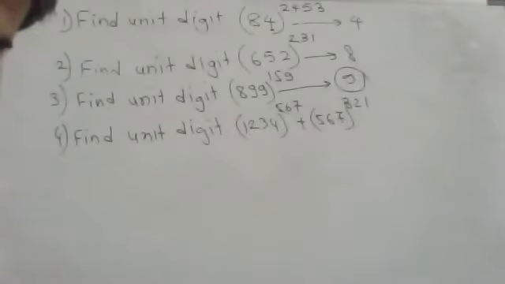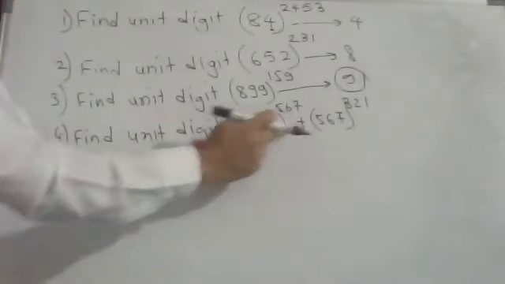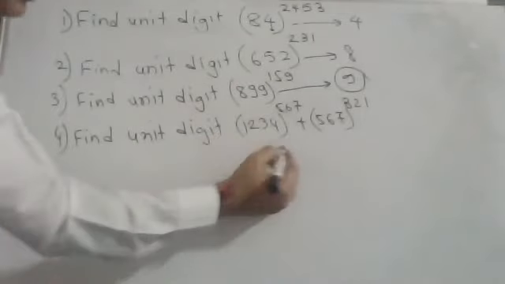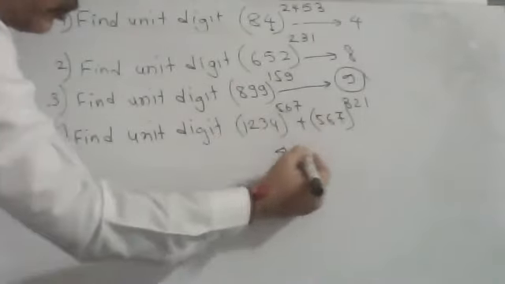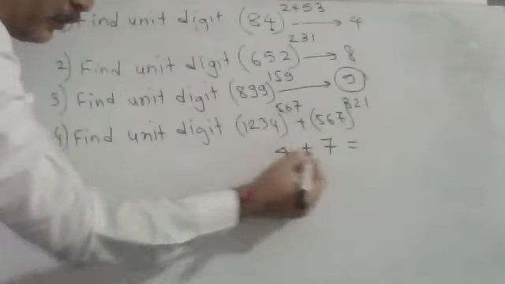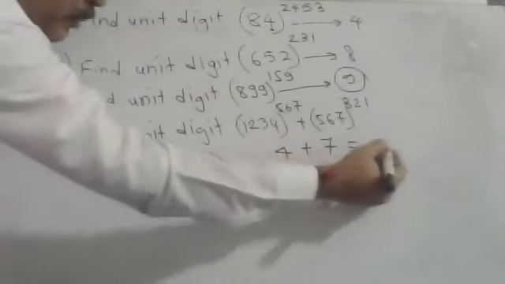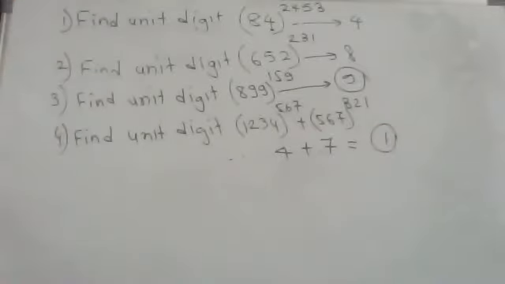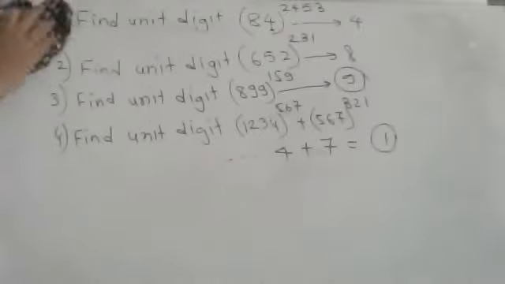The fourth is 1. Now, you find out the unit digit is 4 here. You find out the unit digit is 7 here. This is the number. 7 plus 4, 11. The unit digit is 1. Check your answer. We'll move ahead. Take a screenshot.